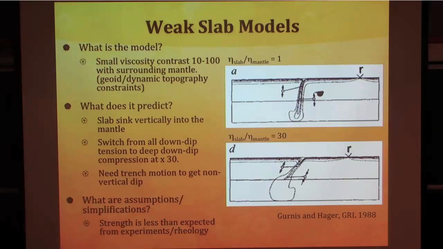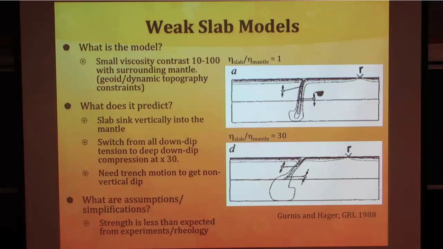All right, and so what is important for this type of model is that if you have a perfectly weak slab, it predicts that the slab will sink vertically into the mantle. Okay, it switches the orientation of stress from down dip tension to down dip compression if you have a jump in viscosity. So you don't need a strong slab to get this compressional stress in the slab. But you do need trench motion to get non-vertical dips, okay?